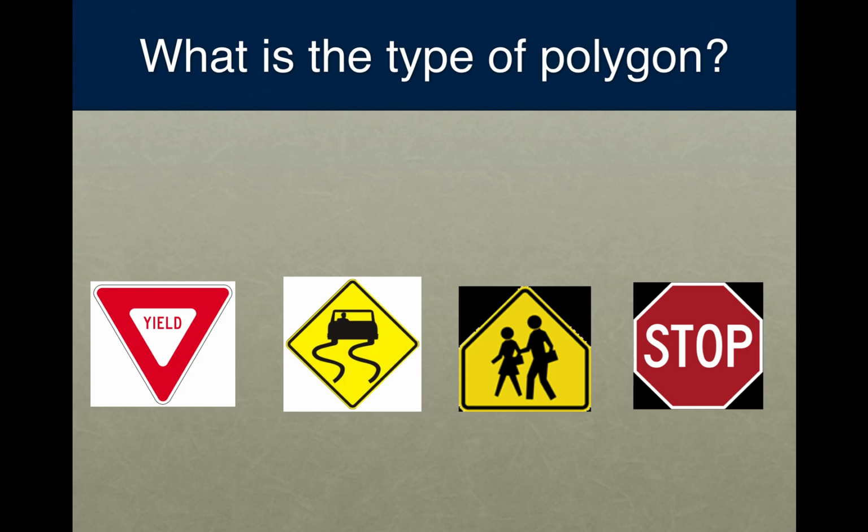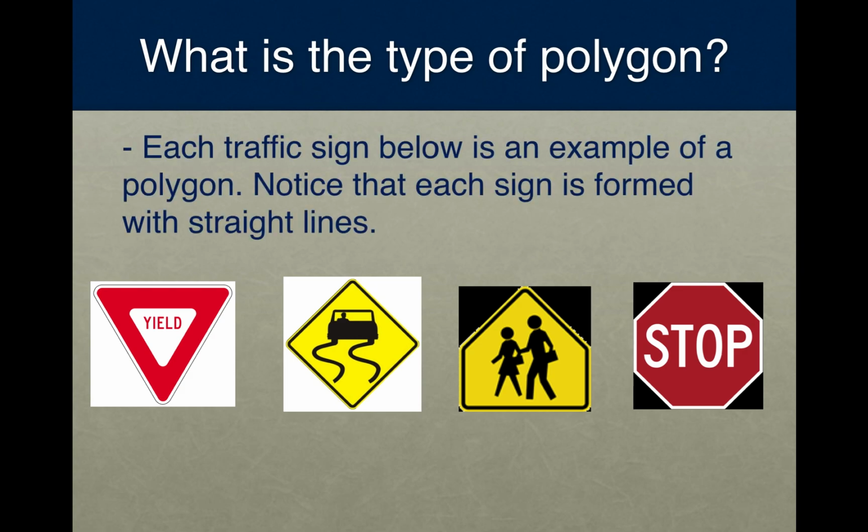The awesome thing about polygons is they're everywhere. You can see them in your daily life. For example, road signs. So when you're driving, there's a ton of polygons. Each traffic sign is a polygon because it's made up of straight lines. They're all closed and they're all 3 or more sides. So if we look at this yield sign, it's a polygon. What kind of polygon is it? Well, it has 3 sides, so that's a triangle.